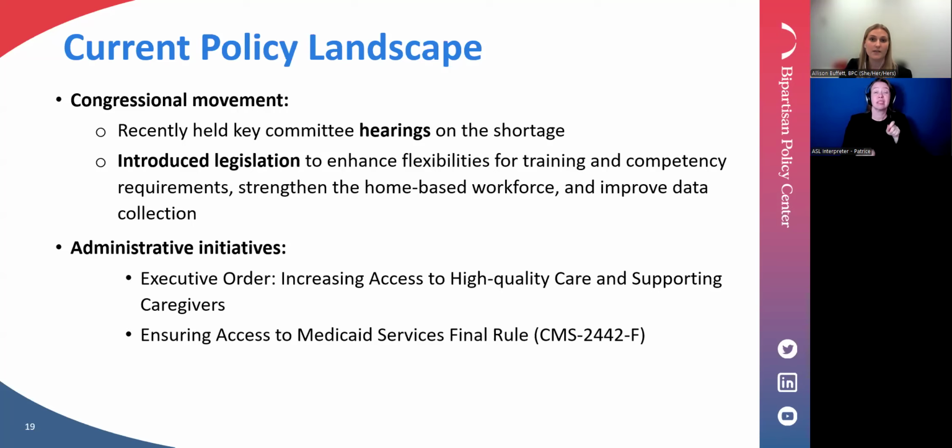Specifically, under this final rule, at least 80% of Medicaid payments for specific HCBS must be spent on compensation for direct care professionals. These services include homemaker services, home health aide services, and personal care services.